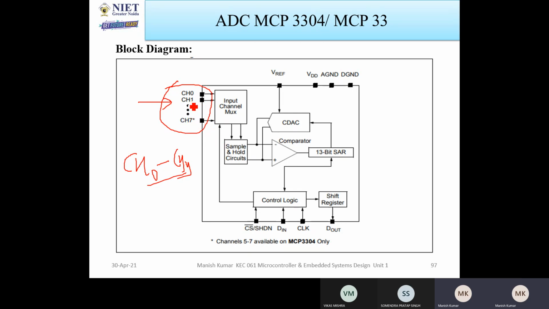Through these channels you can get the input, which goes to the input channel mux, and it will be stored in the sample and hold circuits. Again, with the help of reference voltage and sampling voltage, you will compare these 2 voltages and then get the output, and this output will be stored in the SAR.